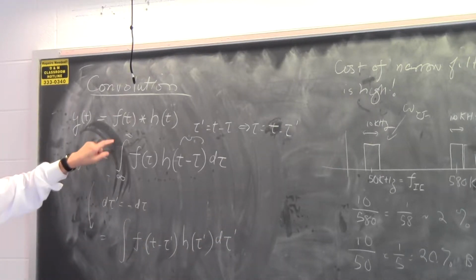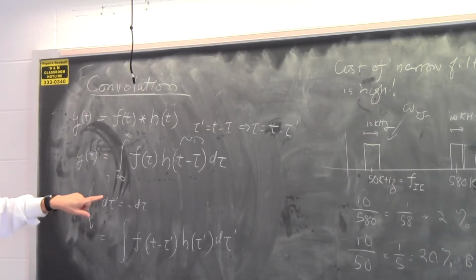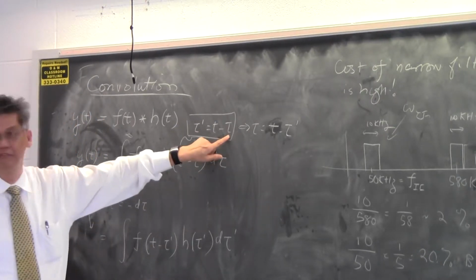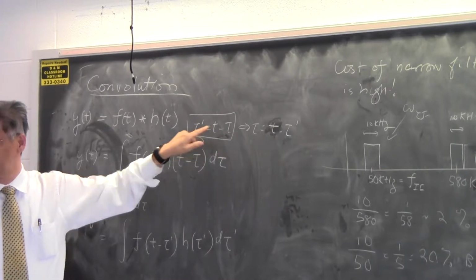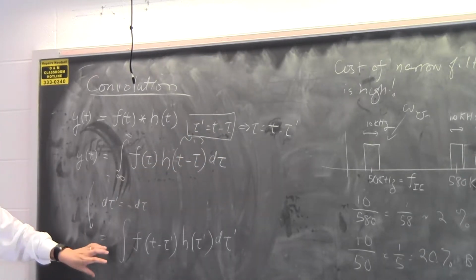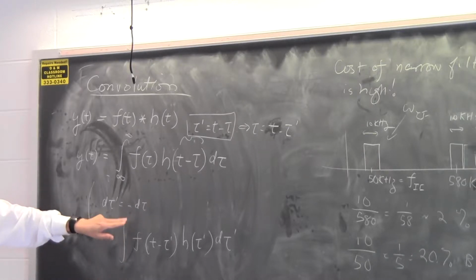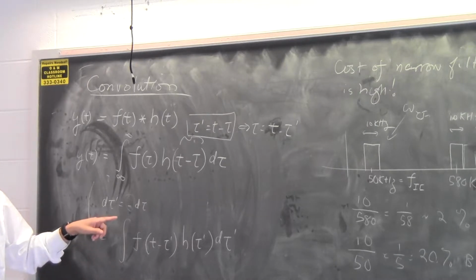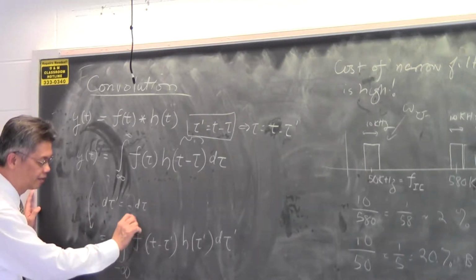And then the range of integration will be flipped with this change of variable. Tau equals minus infinity is tau prime equals infinity. Tau equals infinity is the same as tau prime equals minus infinity. So this range of integration will go from infinity to minus infinity. But I have a minus sign coming from here. I can use that minus sign to flip this around and get this integration to be that.